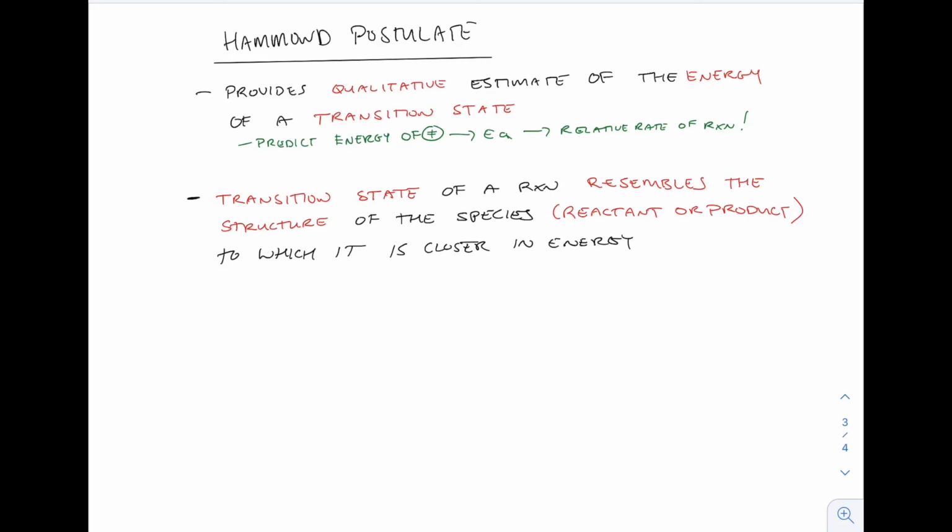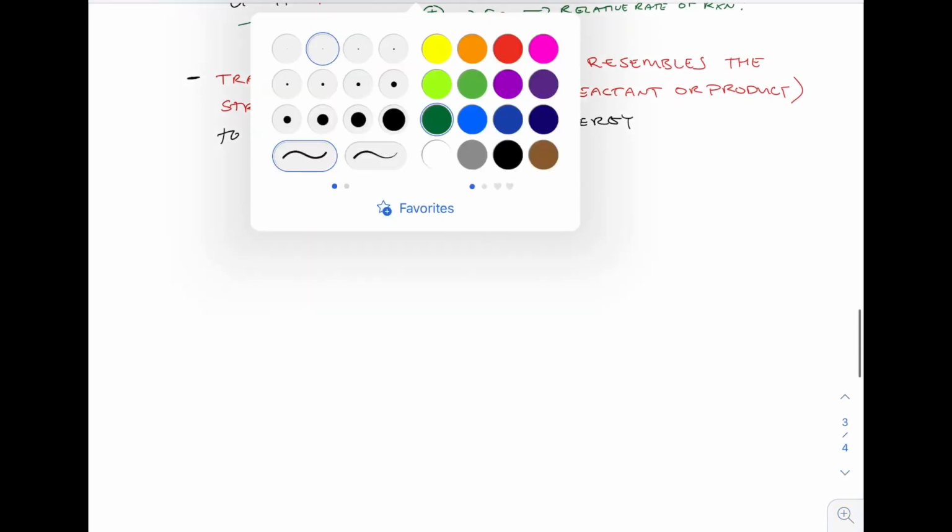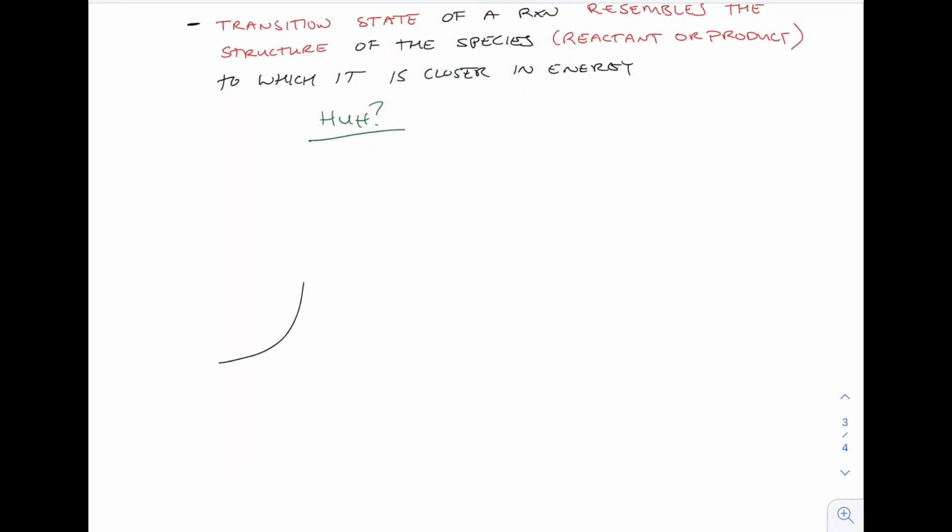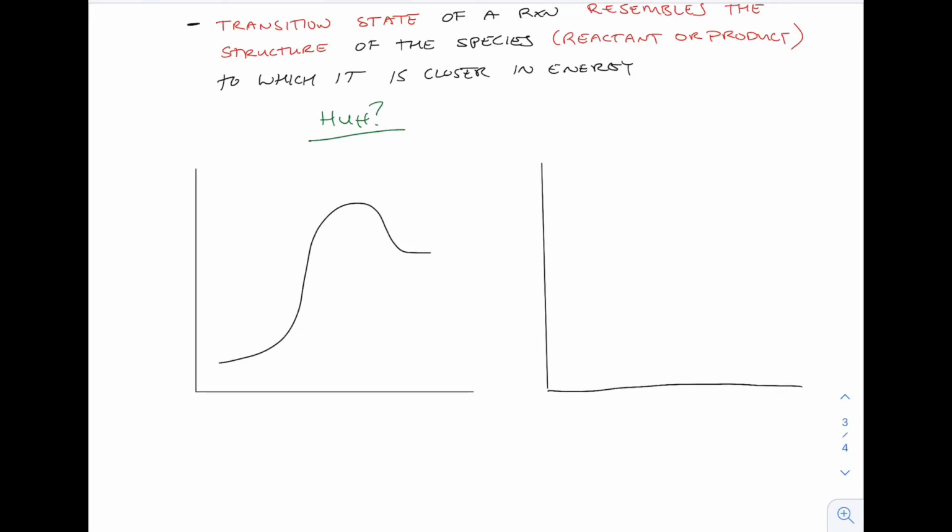Okay, so there's also the other point: the transition state of a reaction resembles the structure of the species, the reactant or the product, to which it is closer in energy. Say what now? What you talking about, Jess? Well, let's take a look-see. What do I mean by that? In picture form. Everybody loves pictures, right? Pictures are just so much better than words. I'm not gonna lie. Actually, some say pictures are worth 1,000 of them.